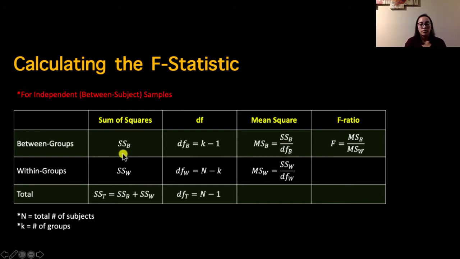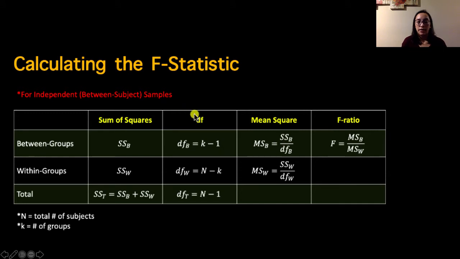If we go down a row to our total row, that'll just be the sum of squares of our between group comparison plus the sum of squares for our within group comparison. And we end up with sum of squares total. We don't actually end up using this value, but just so you know where it comes from.